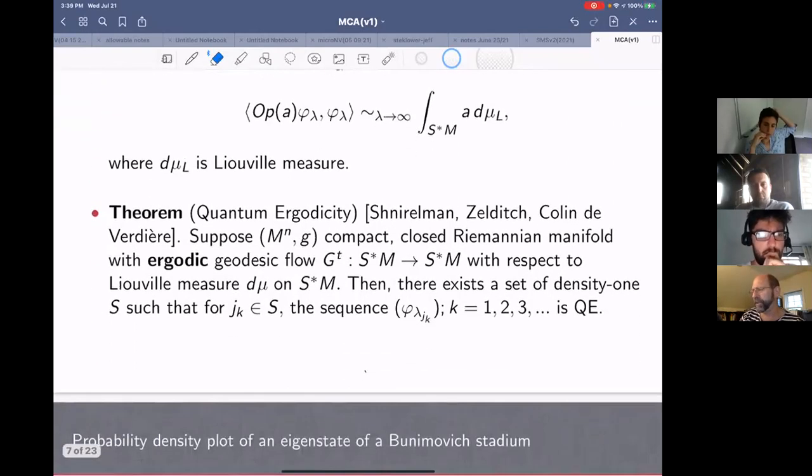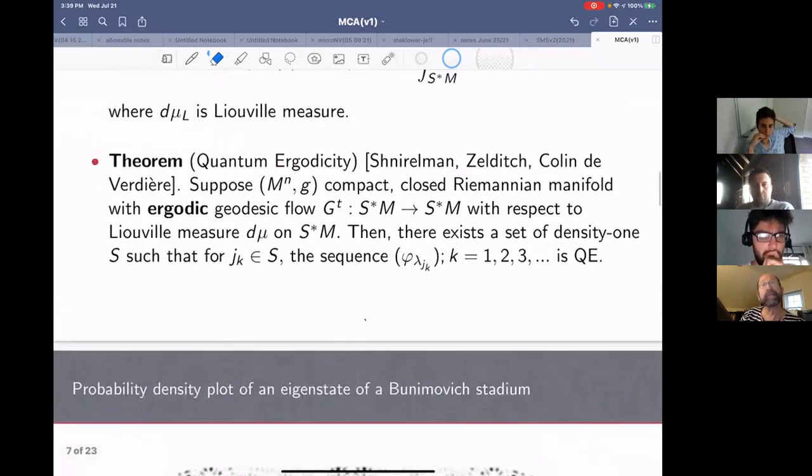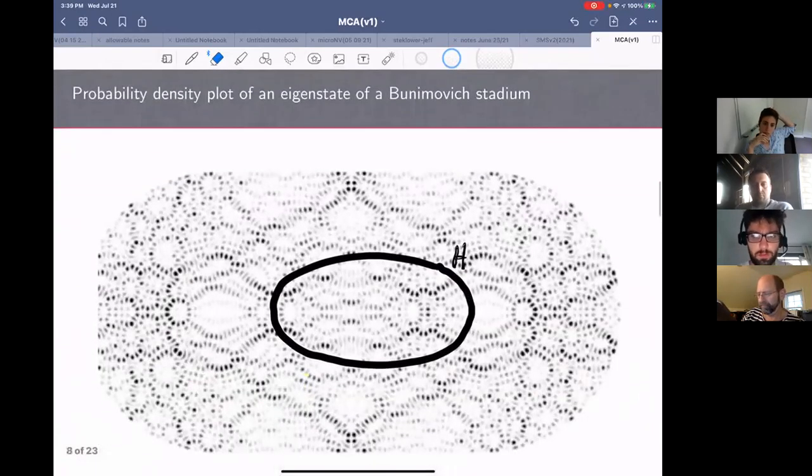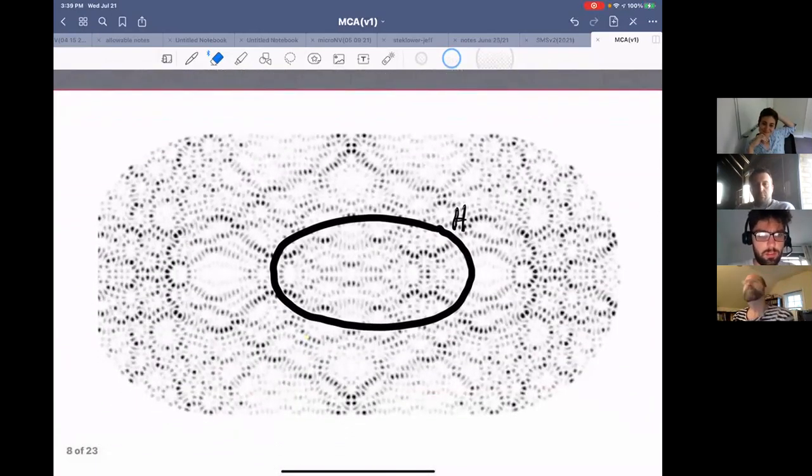And of course, the celebrated theorem on quantum ergodicity says that if I have a compact closed Riemannian manifold with ergodic geodesic flow with respect to Liouville measure on the cosphere bundle, then I can find a density one subsequence such that the density one subsequence is QE, right? And so here's a picture. It's a kind of putative density plot of a QE eigenfunction on a stadium, a Bunimovich stadium.